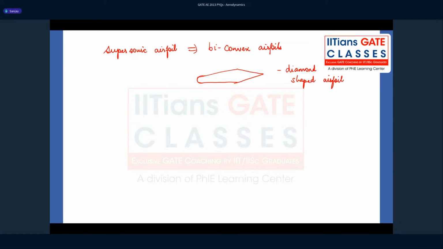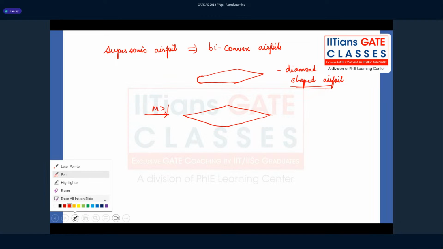Okay, so this biconvex airfoil is sort of the derivative of that, right? Now, why do we use this diamond shaped airfoil in a supersonic flow? Because when you have a supersonic flow, which is M greater than 1, and you have a diamond shaped airfoil, you see that there are corners. So what will happen when you encounter a compression corner in a supersonic flow? You're going to have an oblique shock. So here you're going to have oblique shocks, and then the flow is going to turn over here.